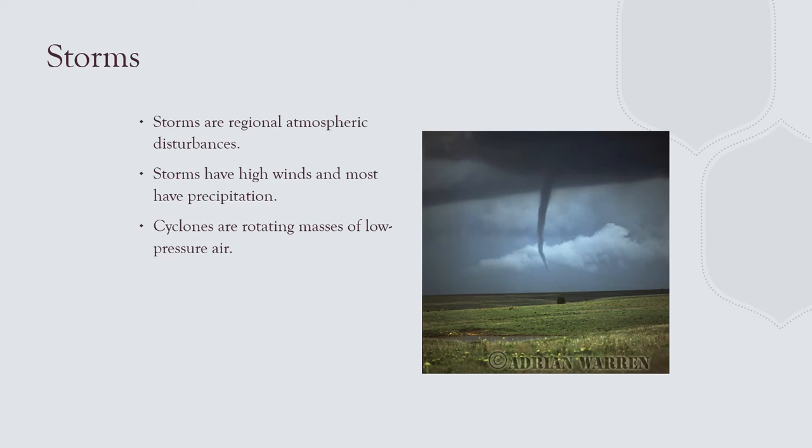Now, we mentioned low pressure systems are storms. We call them cyclones in the northern hemisphere. This is an extreme example of a low pressure system. And remember, the winds rotate counterclockwise around the low.